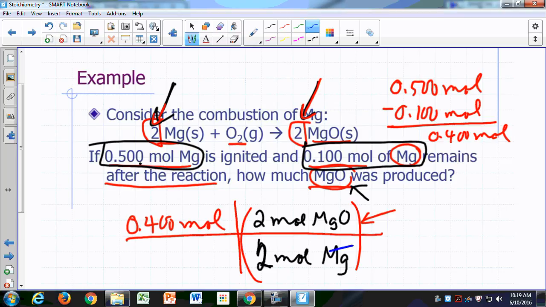Then multiply that by that conversion factor. This is moles of magnesium. Okay, that gives you moles of magnesium oxide, which is also going to be 0.400 moles. Okay, and you carry out the calculation.